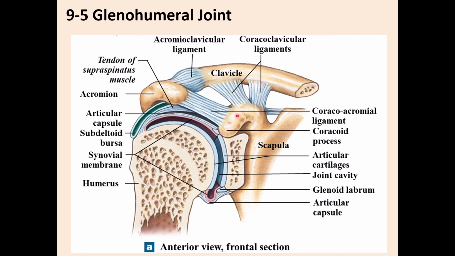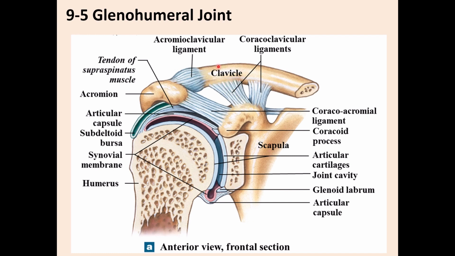Scapula, you can see one bony marking here. This is called the coracoid process. This is called the acromion, and this is called the glenoid cavity. So there are three different anatomical features of a scapula. So this is one bone.